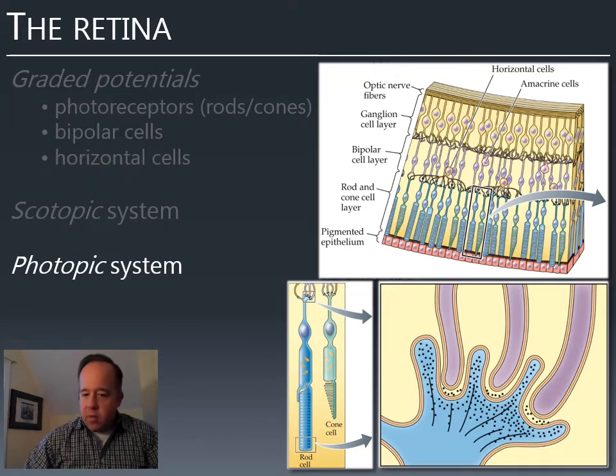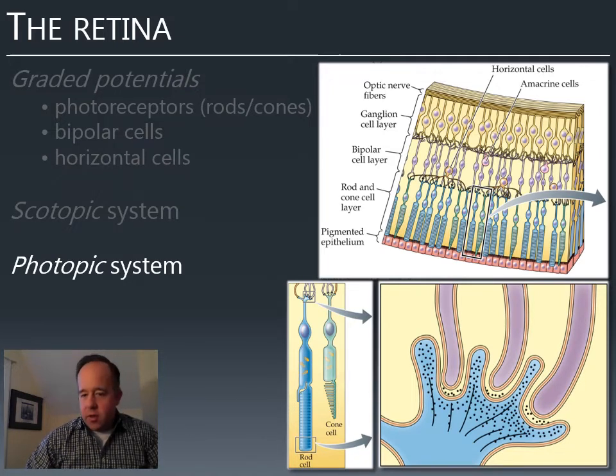But here are two more images from your book. And here we have a rod cell and a cone cell. And the structural differences are not very important. But what we see here is that they connect to other cells in the retina. That's what we see here in the lower right. And so they release neurotransmitter. That's what these dots are. They release neurotransmitter just like other neurons do.